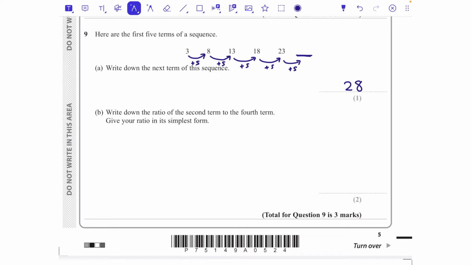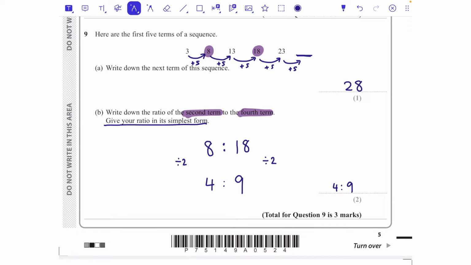Write down the ratio of the second term to the fourth term. So the second term is just the second number in the sequence. And the fourth term is 18. So I'm going to write 8 to 18. Now it says give your ratio in its simplest form. So we need to think, what can we divide both sides by? We're looking for a common factor, and they're both in the 2 times table. So I'm going to divide this side by 2, and I'm going to divide this side by 2, and that is 4 to 9. There's nothing else in common, so that is my final answer, 4 to 9.